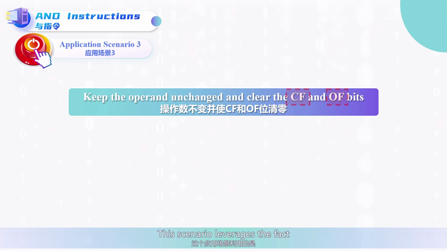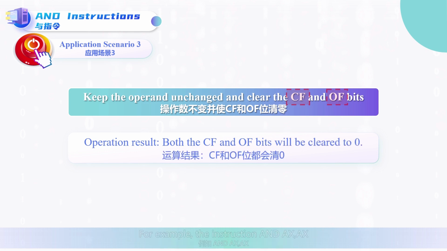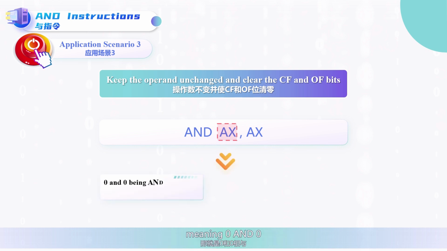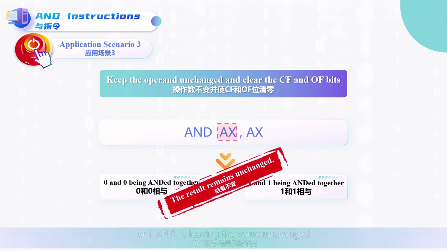This scenario leverages the fact that the AND operation always clears CF and OF regardless of the result. For example, the instruction AND AX,AX computes the result of AX and itself, meaning 0 and 0 or 1 and 1, leaving the value unchanged. But after the operation, CF and OF will be 0.